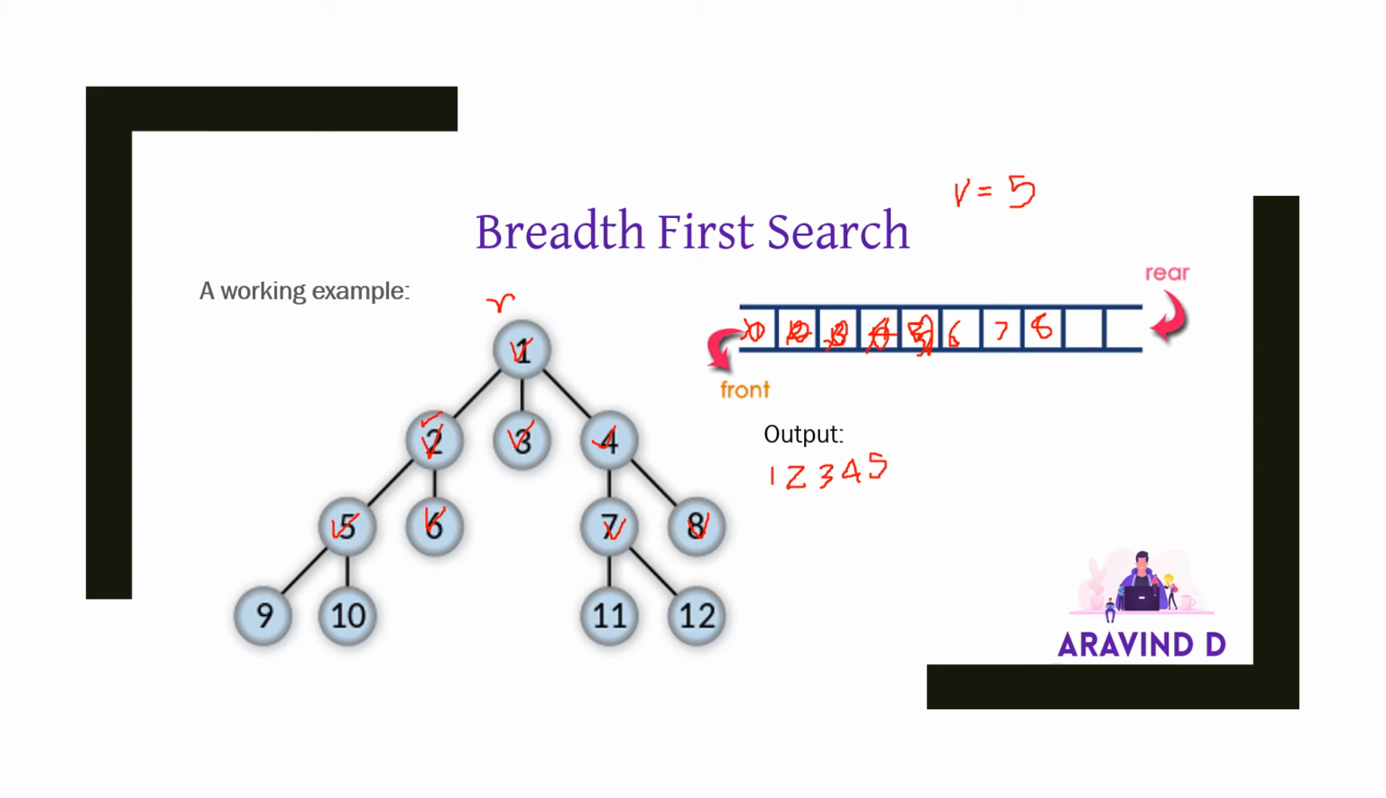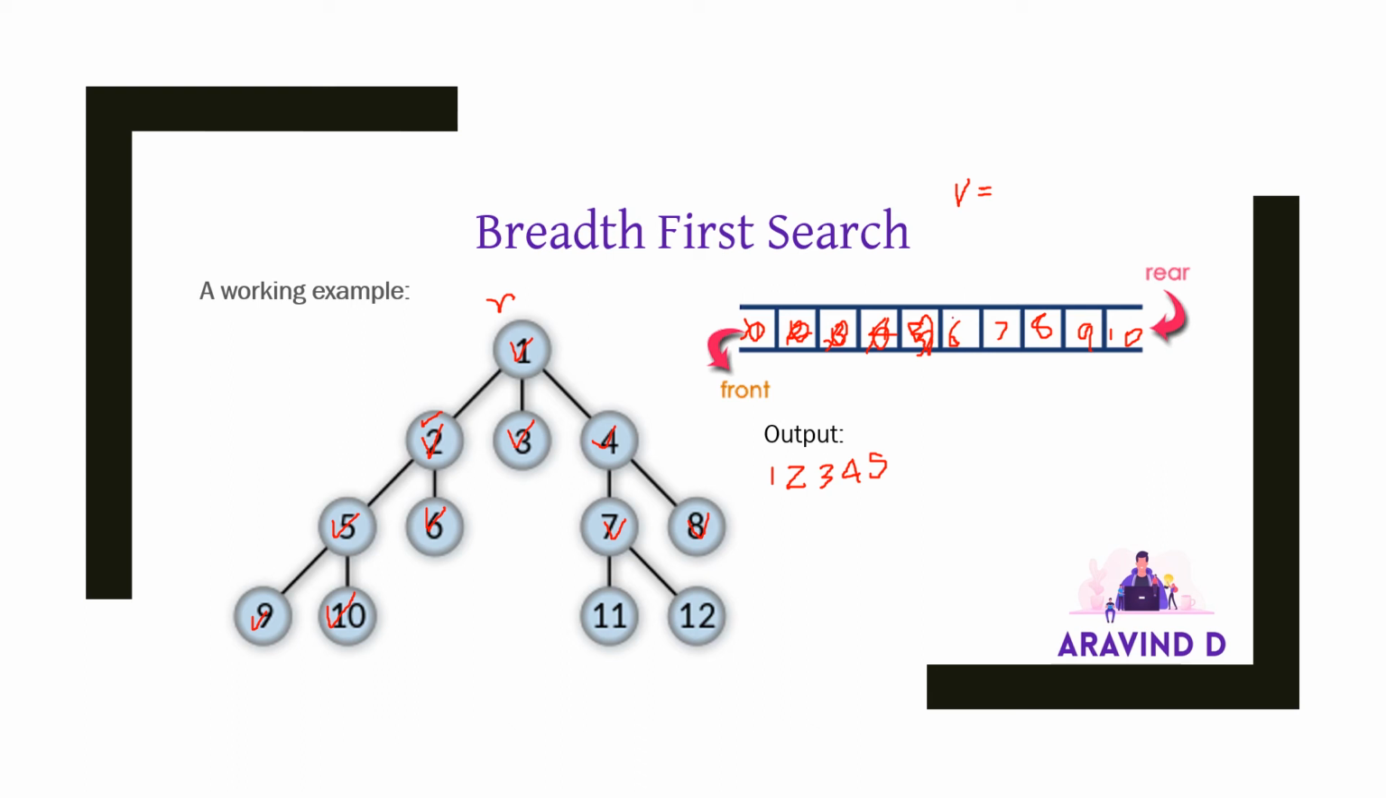Now we have to enqueue all the elements that are adjacent to 5 and are not yet listed. So we are going to enqueue 9 and mark it as visited. Similarly, we are going to enqueue 10 and mark it as visited. There are no more adjacent nodes to 5 that are not yet listed. So again, we are going to check if our queue is empty. Is it empty yet? No, it is not empty. There are still 5 elements inside our queue. So we are going to repeat the same process again.